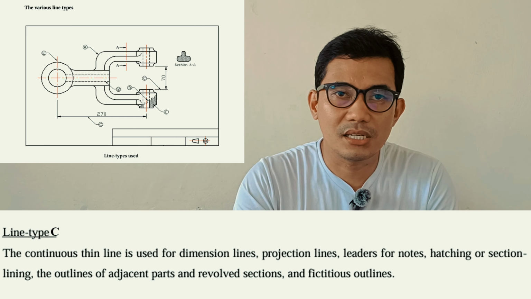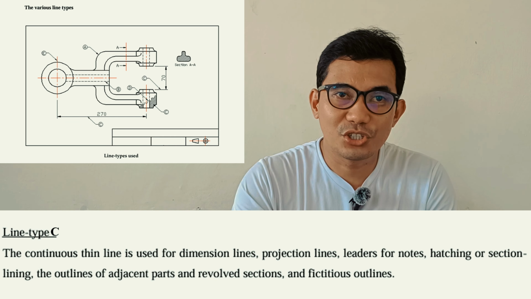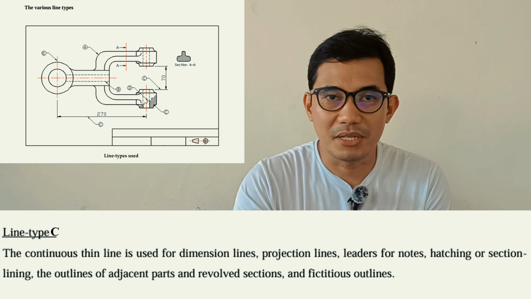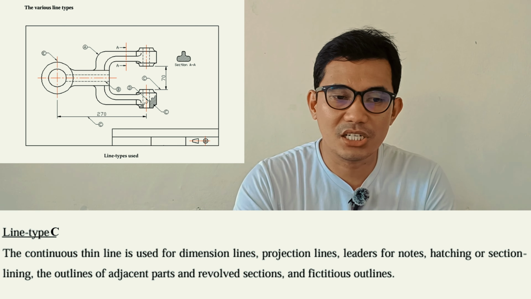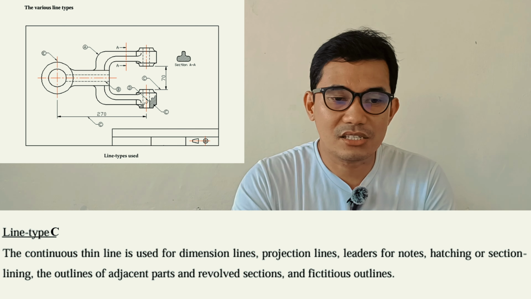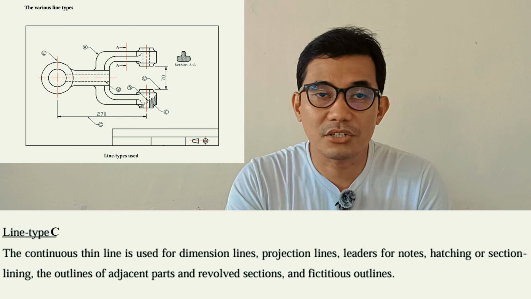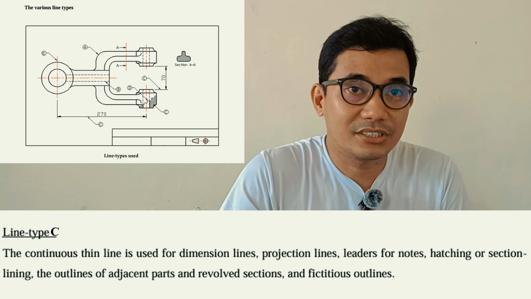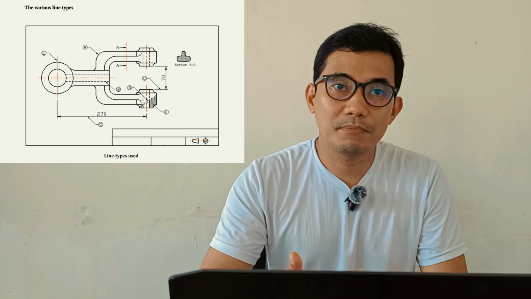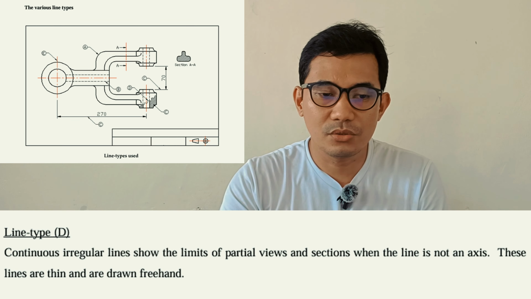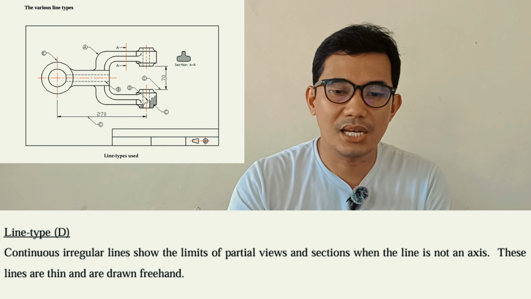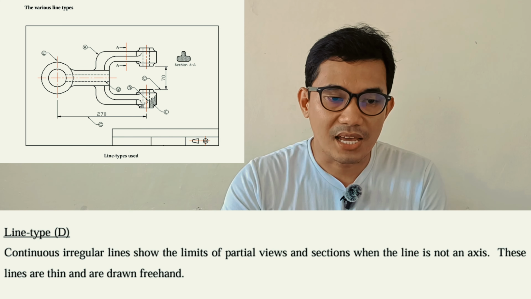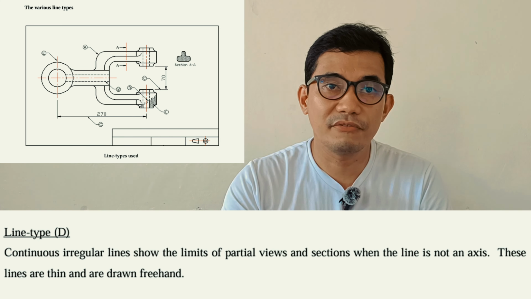Now, let's go to line type C. Line type C is commonly called the continuous thin line. It is used for dimension lines, projection lines, leaders for notes, hatching or section lining, the outlines of adjacent parts, revolved sections, and fictitious outlines. Now, let's go to line type D. Line type D are continuous irregular lines that show the limits of partial views and sections when the limit is not an axis. These lines are thin and are drawn freehand.